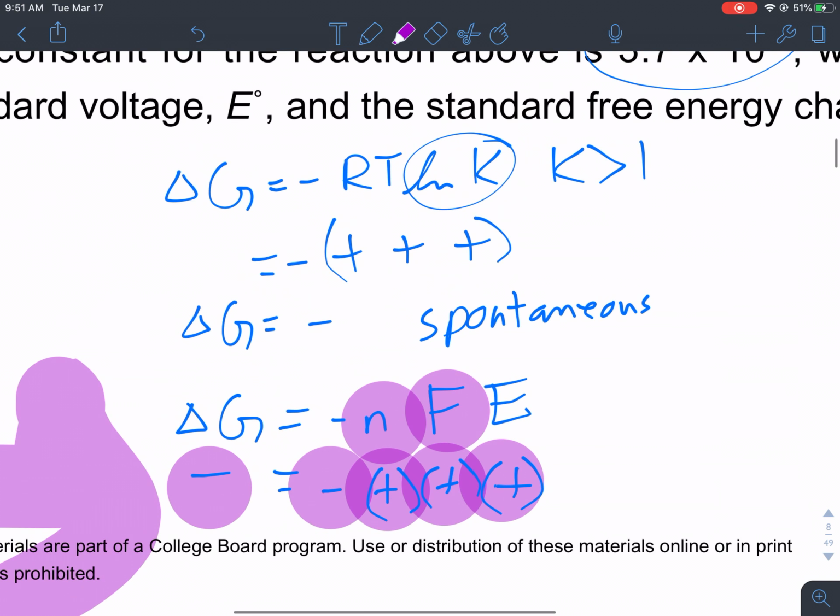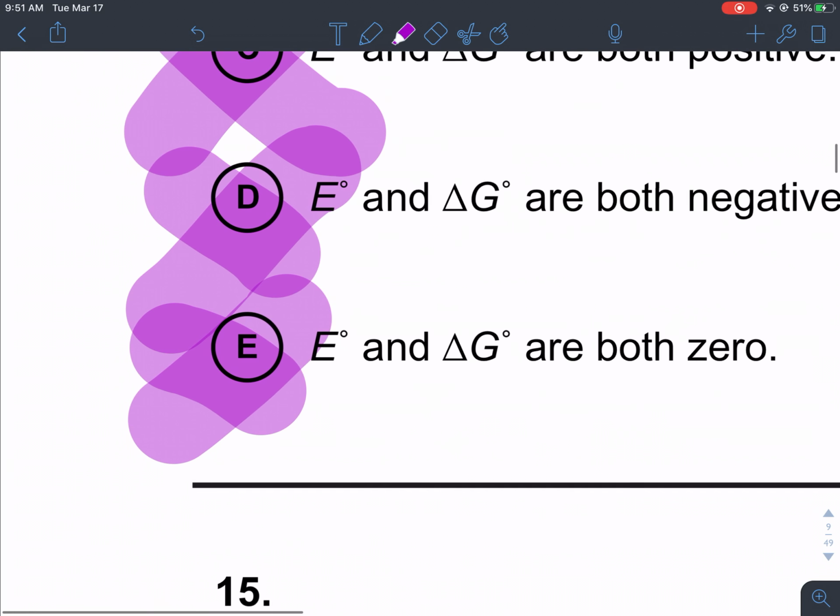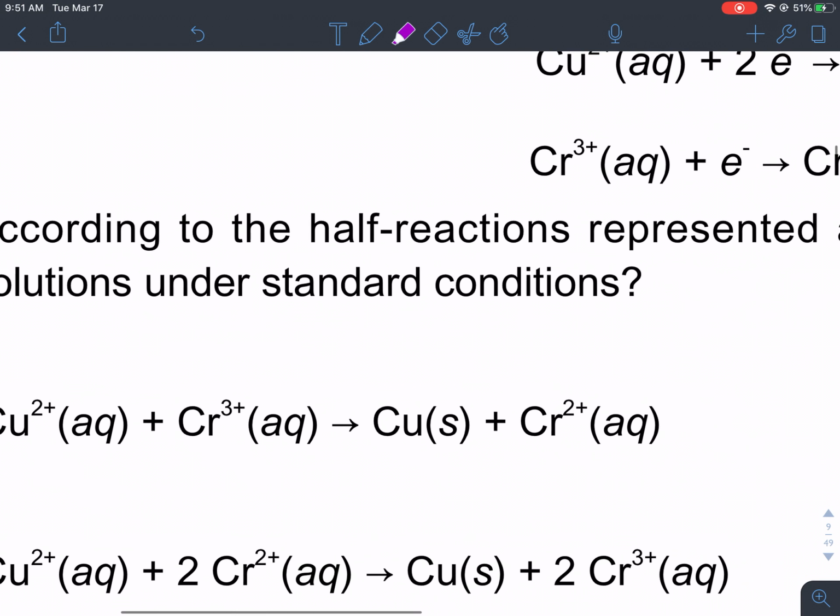Notice this is one of those questions I was talking about, where one form of your delta G crosses over into another form of your delta G. It just causes a lot of nasty work. It's kind of amazing. All right, let's do number 15.